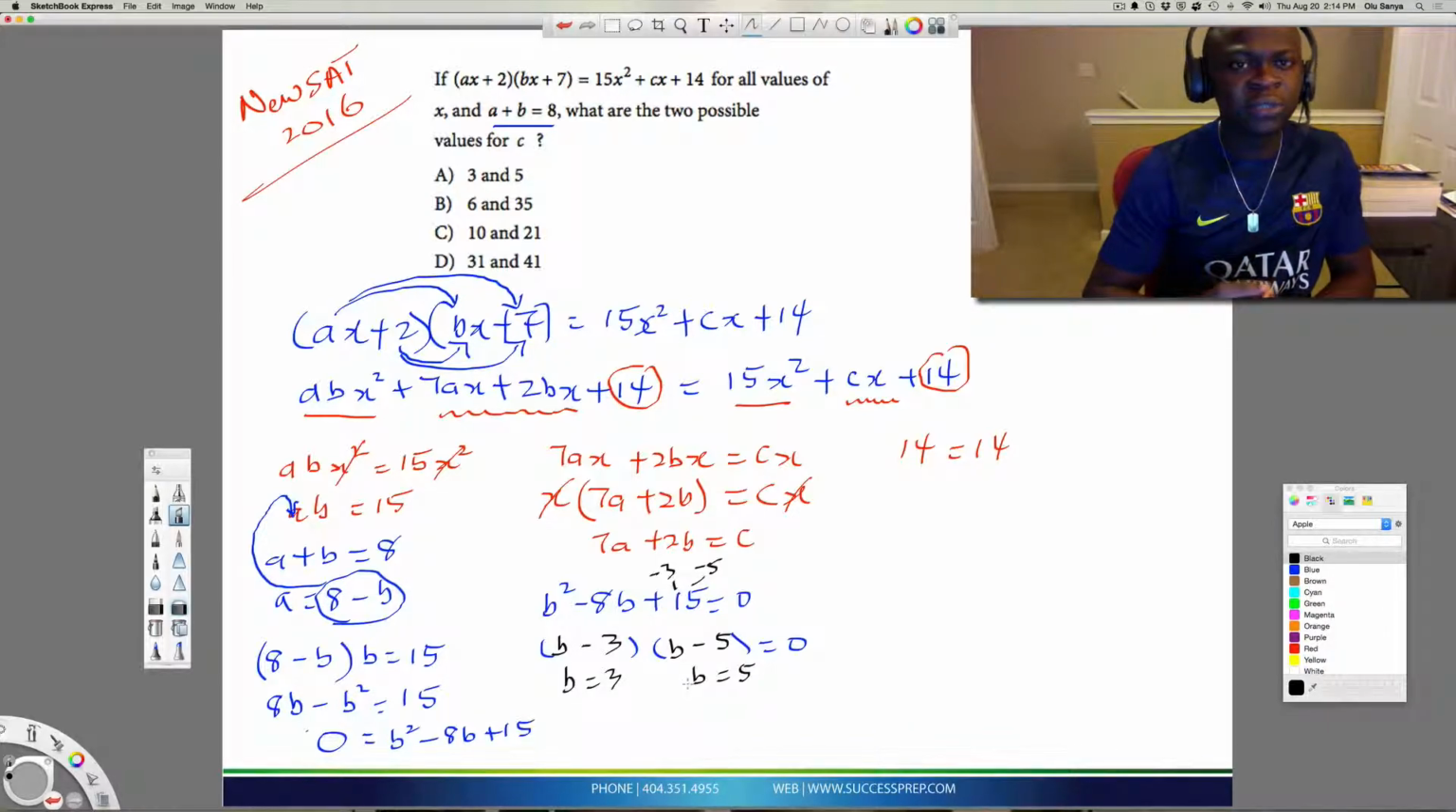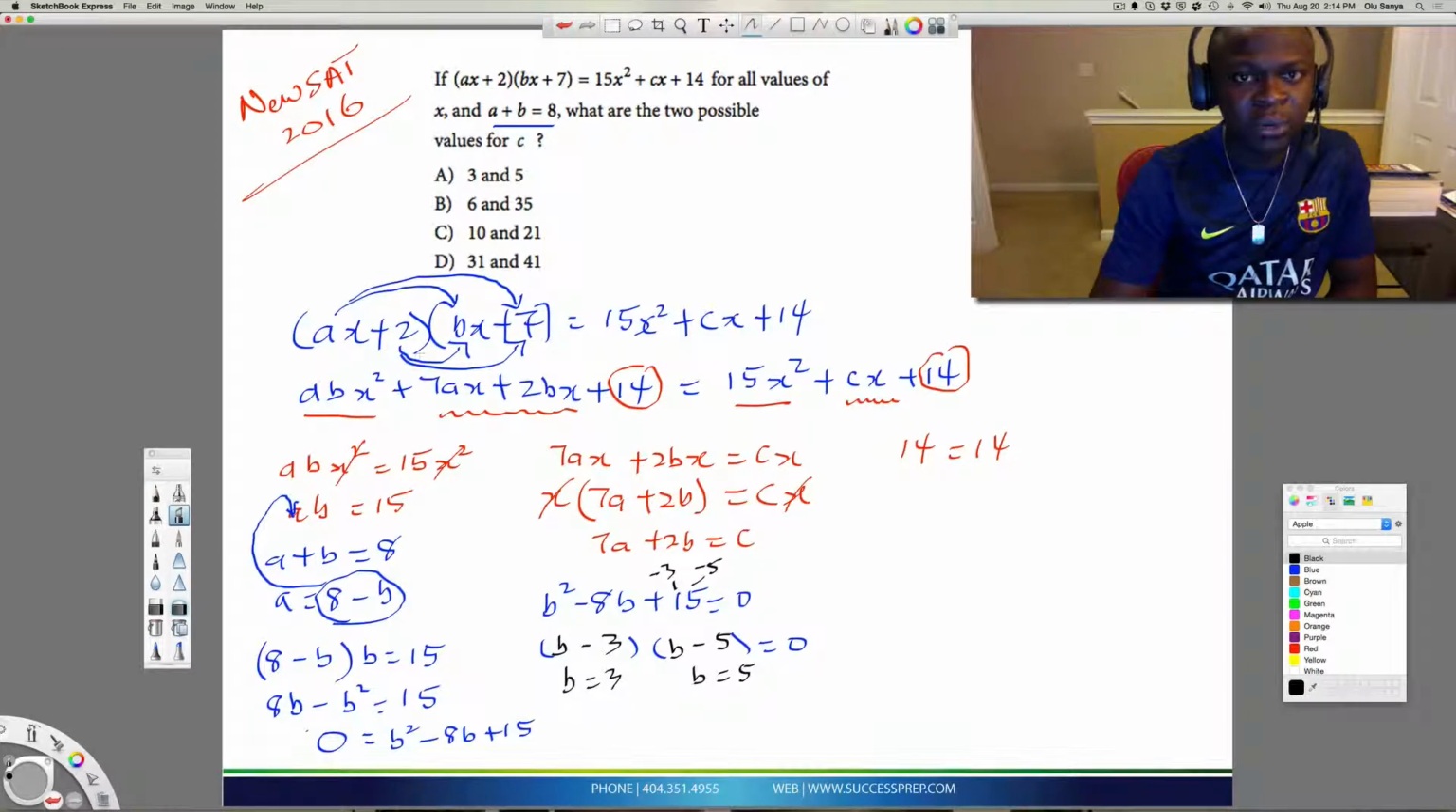Now, if you look at this question very well, it did say, what are the two possible values of c at the top? Which makes sense, because if you're going to get two possible values of c, remember c is actually 7a plus 2b here. So I need two values of each to produce more than one value for c. So I already have two values of b. So can we solve for a now?